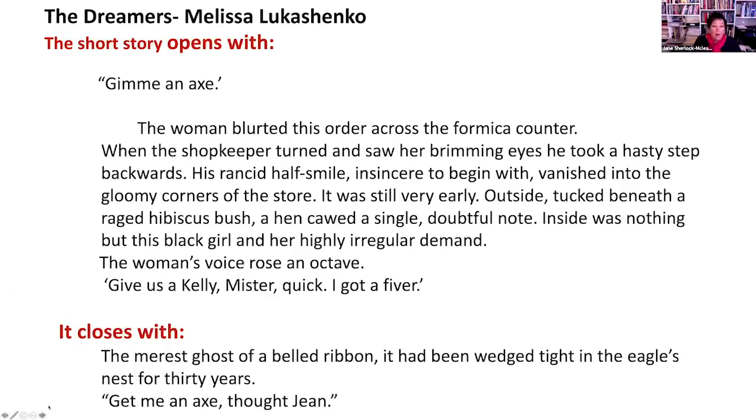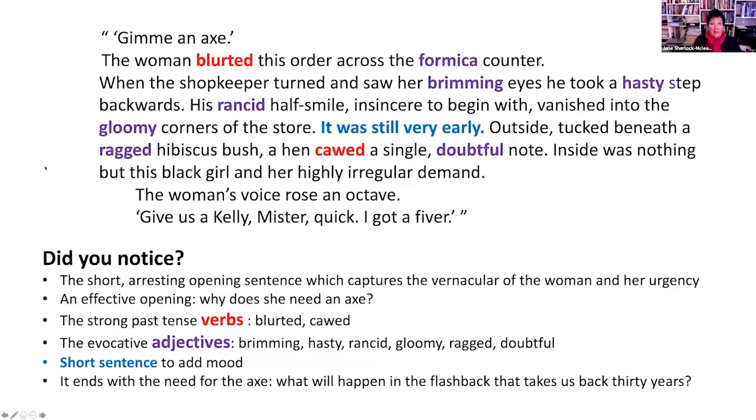And look at what I've done in the next slide, which is one of my favourite things to do, is to analyse the language. You couldn't find a more arresting opening than that, "give me an axe." And then look at her verbs, blurted and cawed, a hen cawed, and look at the way she's using her adjectives. What image is a Formica counter? Her brimming eyes, a hasty step, his rancid half smile, the gloomy corners, the ragged hibiscus.